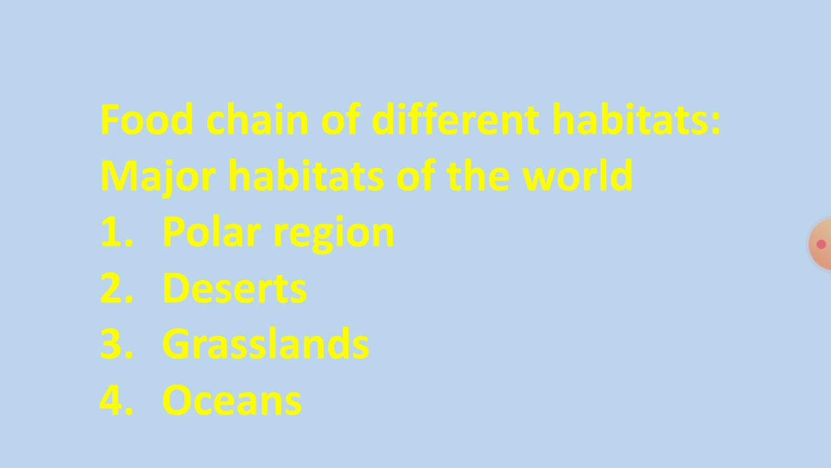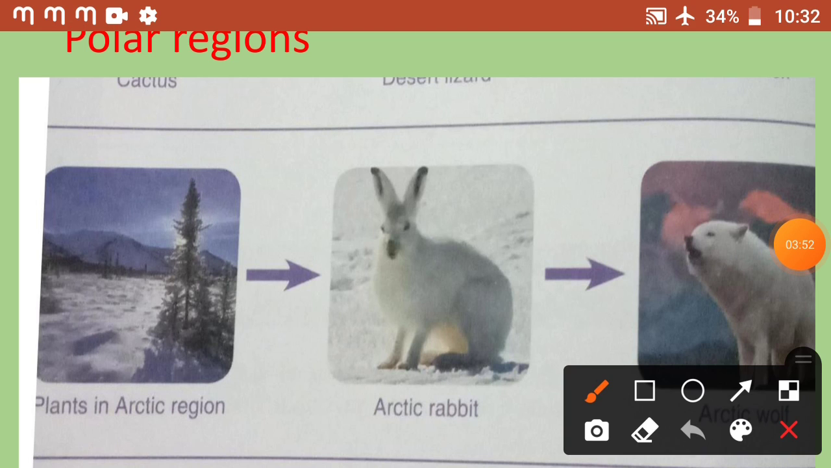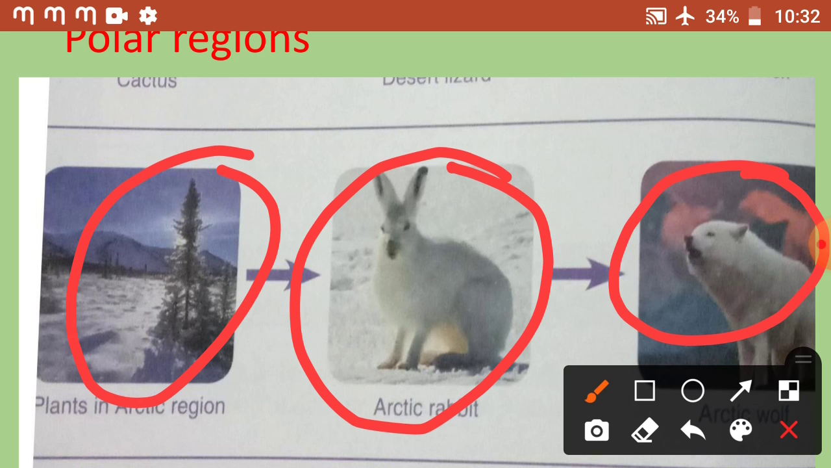Next, food chains of different habitats. The four major habitats of the world are polar region, desert, grassland, oceans. Every habitat has different animals that adapt to its unique weather condition and availability of food. This gives rise to food chains that are unique for different habitats. In polar region, we'll find this type of food chain. Arctic rabbit will eat plants found in Arctic region, and Arctic rabbit is eaten by Arctic wolf.